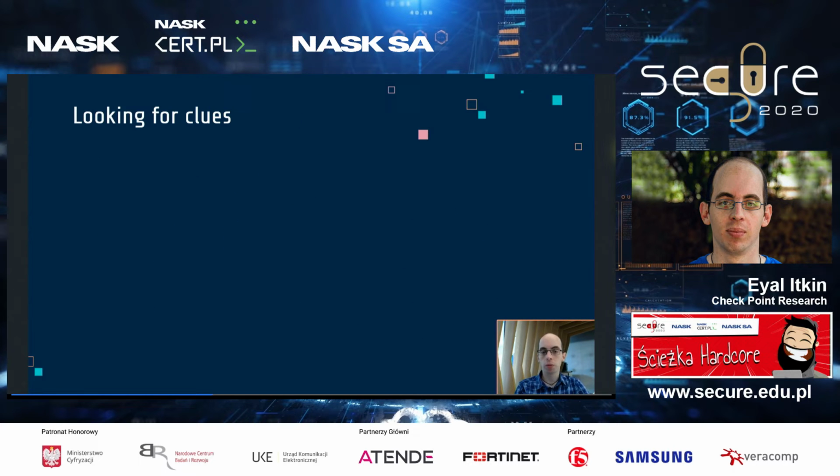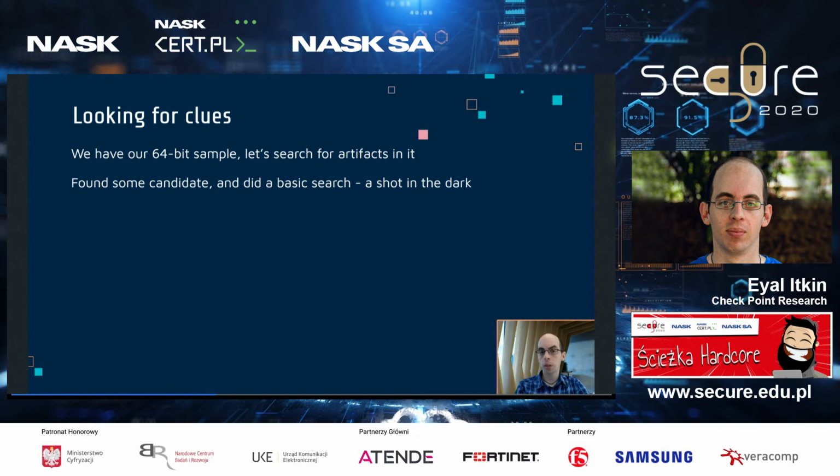Now that we know what we're looking for, it's time to recall that we have a 64-bit sample and we can search for artifacts in it, which we did. And eventually we found a basic artifact and we started a basic search with it, which is a shot in the dark. You can never know if you found a popular code snippet from GitHub or an exploit tutorial, or if you found an actual artifact of the author. And to our surprise, it worked. We found a matching 32-bit sample of the same exploit. And now we have both the 32-bit sample and the 64-bit sample of our exploit, which is great.